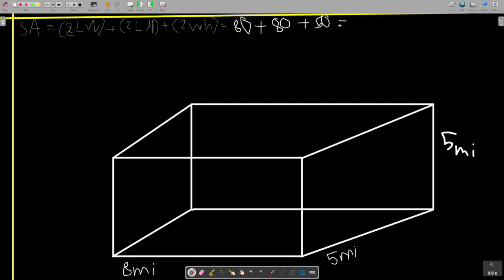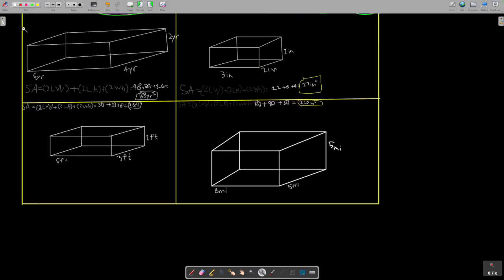So we have 80 plus 80, that's 160, plus 50, that's 210. And that is the same answer, I remember. So we have 210 square miles. That's the answer. So now we are done with the formula, how to solve it with the formula.